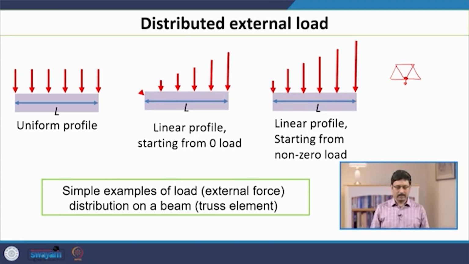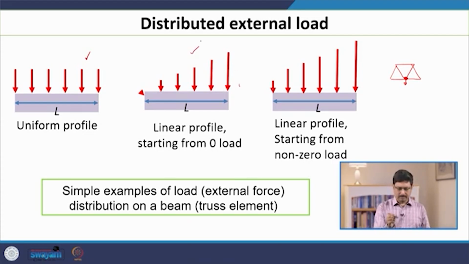For example, here are a few simple examples. Let us say this block represents a beam, and these red arrows represent the profile of the external load. In this case, as you can see, all arrows are of the same height, which means the external load is uniform and it is distributed over a length L.